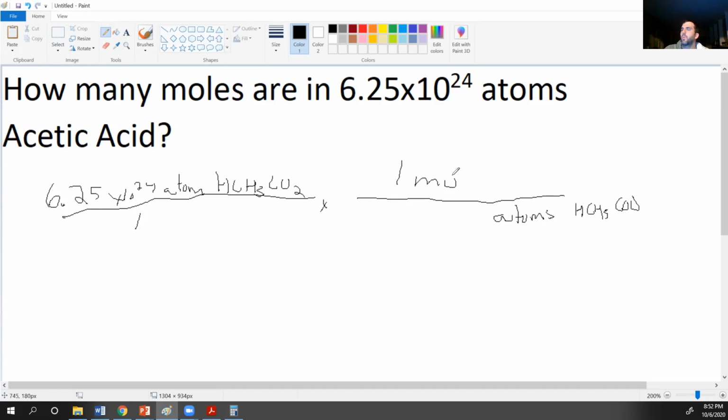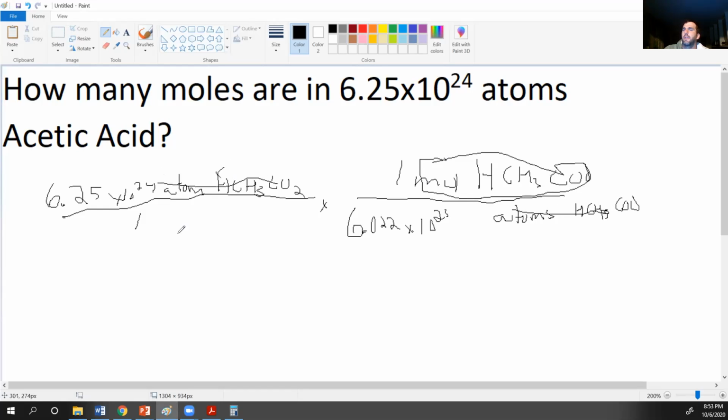One mole, one always goes in front of mole in a conversion factor. 1 mole HCH3COO. And I don't need to find my molar mass because I'm looking for atoms. When I'm using atoms, what always goes in front of atoms is Avogadro's number, 6.022 times 10 to the 23rd. So in this case, my answer is going to be in mole acetic acid because atoms cancel out. And to solve this out, I would divide this one.